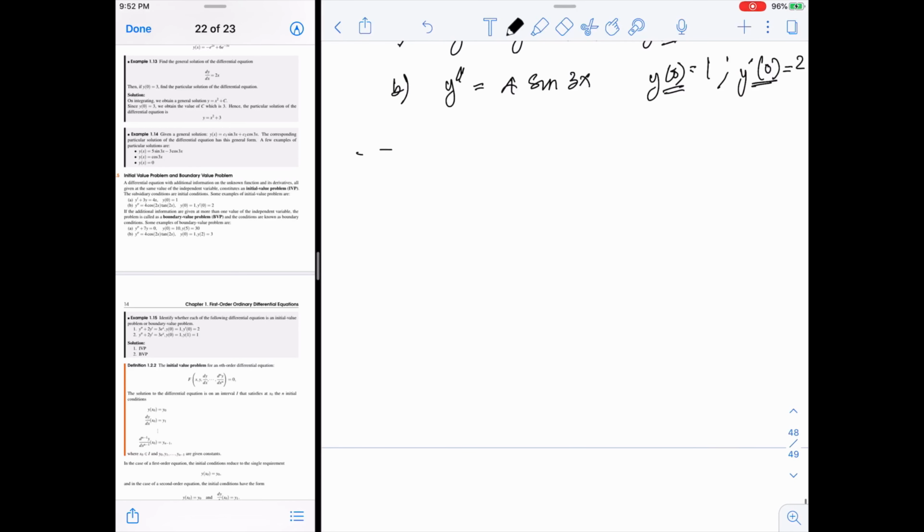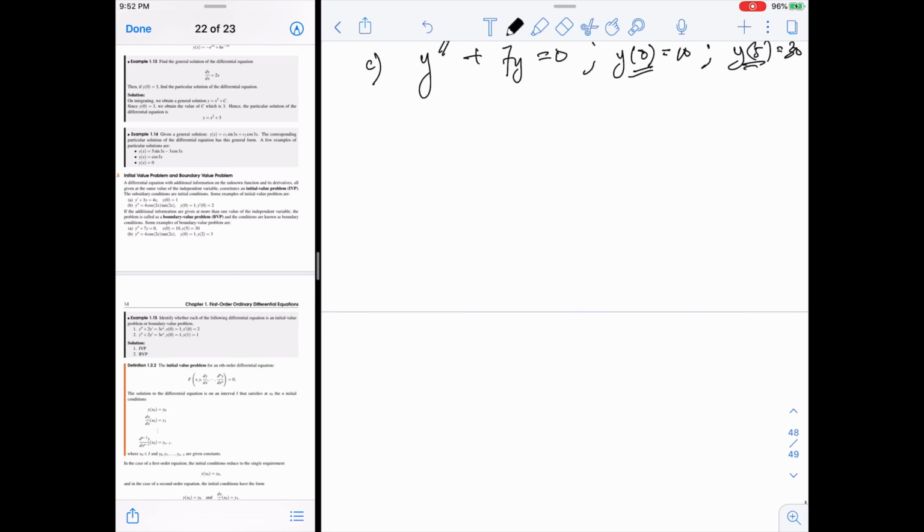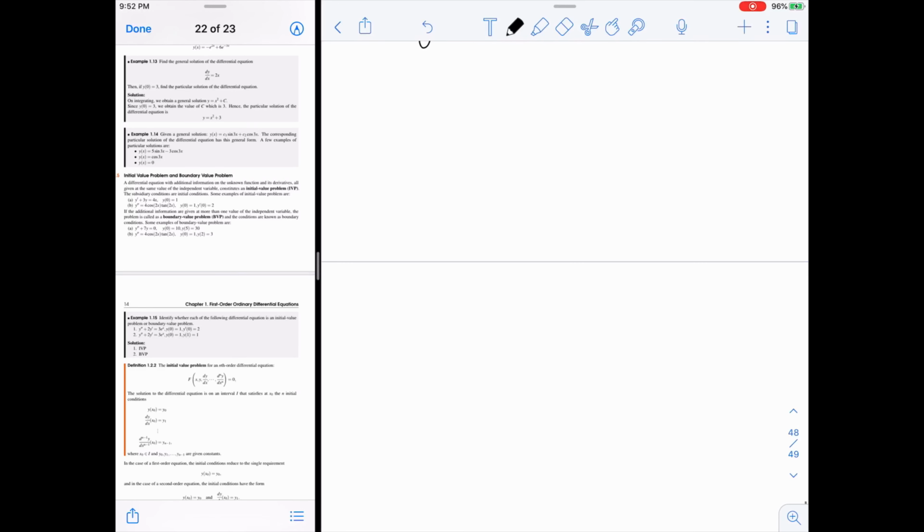However, if you are given, for example, y double prime plus 7y equal to 0 with the conditions y equal to 10 at x equal to 0 and y equal to 30 at x equal to 5, look, here is a difference, so we call it a boundary value problem, right? So I hope you understand.